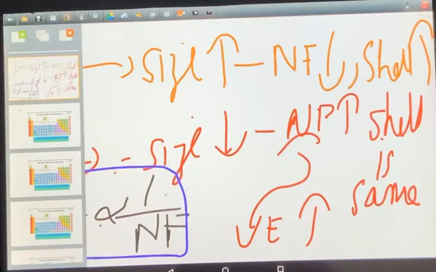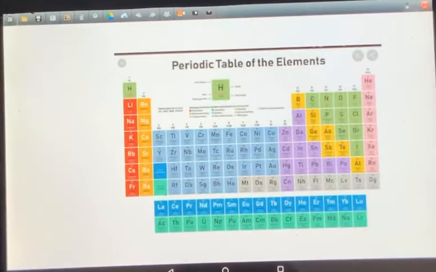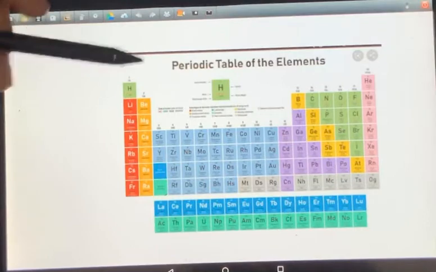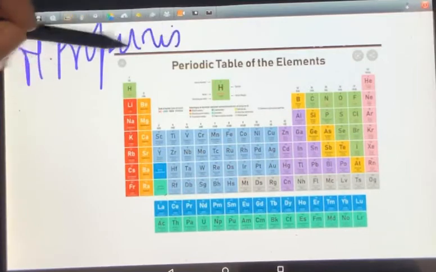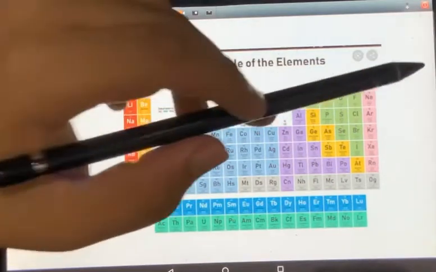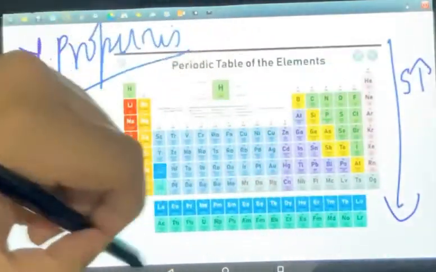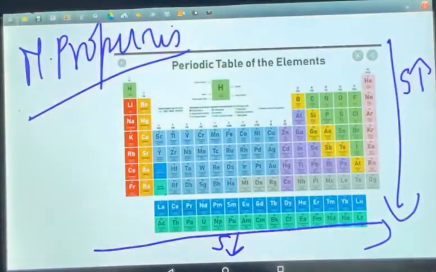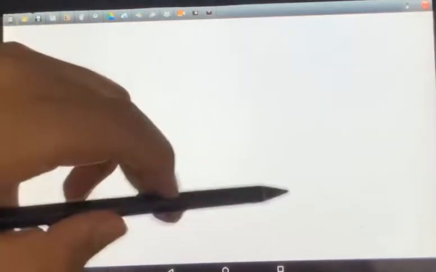Now moving on to the next trend. This was the first trend on size. So let's move on to the next trend, which is the metallic and non-metallic properties, depending on size. Okay, so let's talk about metallic properties. Again, we'll be comparing it down the group and left to right in the period only. अब देखिए, down the group as we have done, the size will increase, and left to right in the period the size will decrease. Now, if we talk about metallic property, just see that these 2 points are important: size, and then the metallic property.